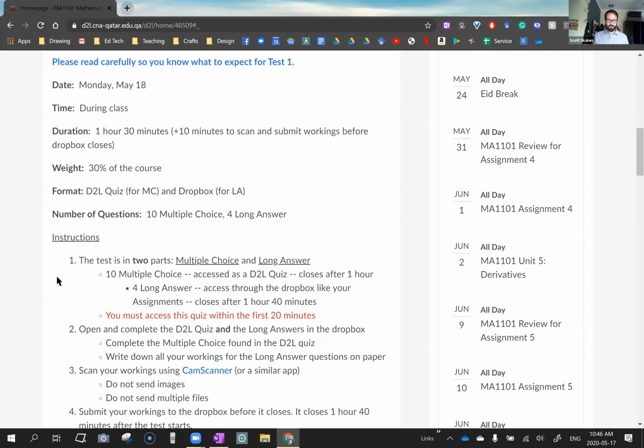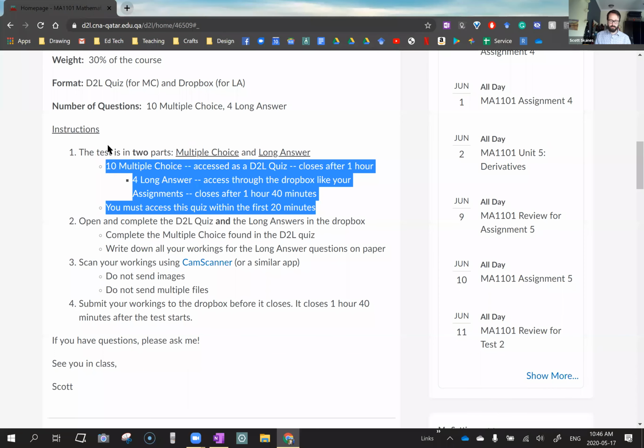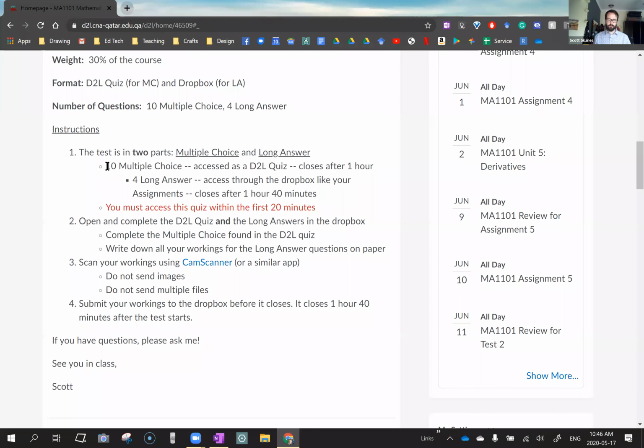The reason it's in 2 pieces, and you'll see this here: 10 multiple choice, accessed as a D2L quiz. It closes after 1 hour. Let me just focus on this section here, okay? 10 multiple choice, accessed as a D2L quiz, closes after 1 hour. So as soon as you open that quiz, you have 60 minutes to finish that section. It will not take 60 minutes. It should take 10 or 15. They're not long questions. It's 10 one-mark questions.